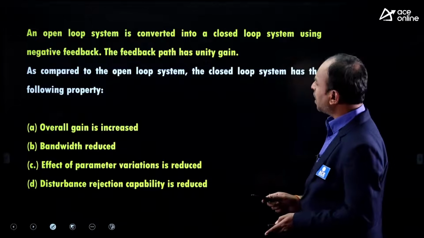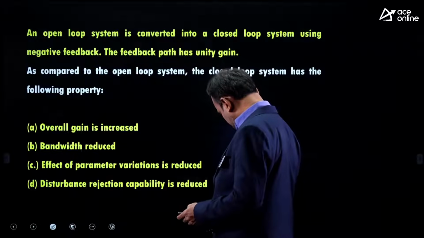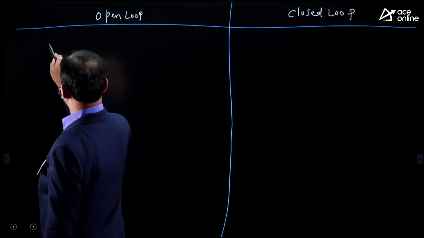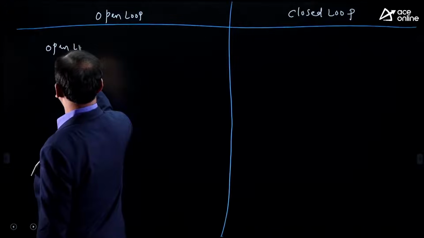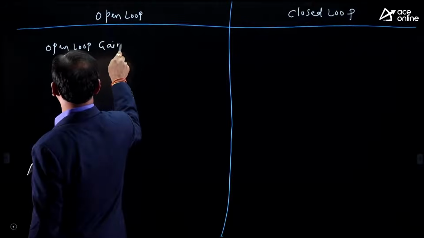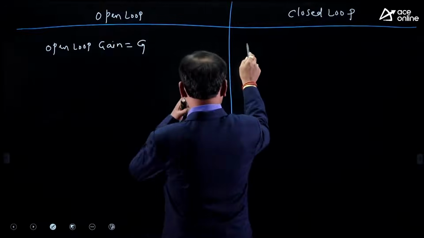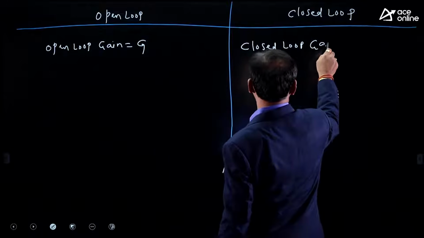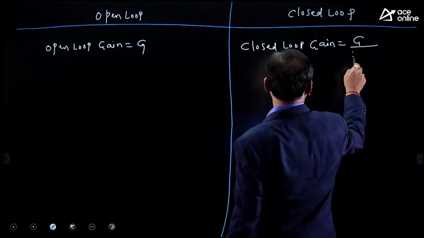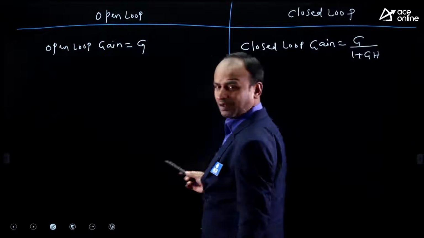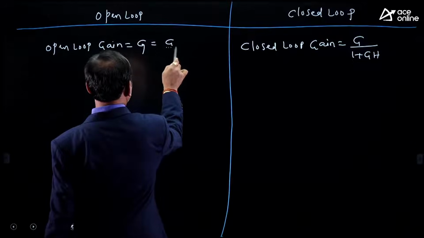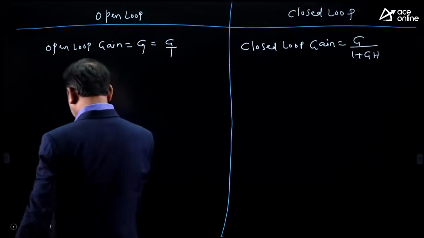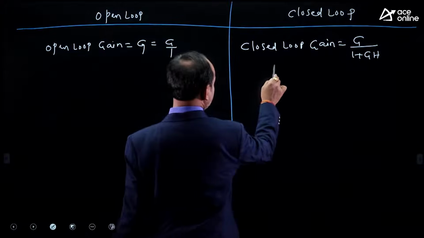Now we'll move to the connections here. Open loop system transfer function, open loop gain, equals G, dear. Closed loop gain, or closed loop transfer function, with negative feedback by default equals G by 1 plus GH. Compared to this, G by 1 plus GH is less than 1 only. So closed loop gain is less.